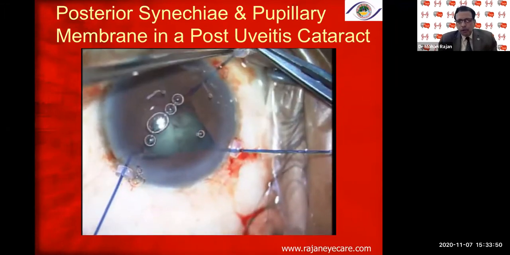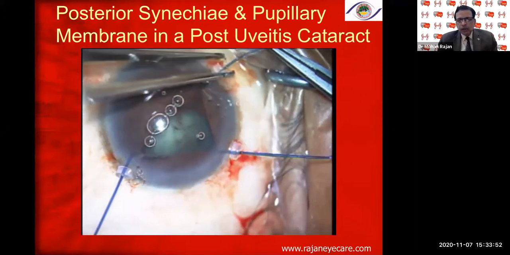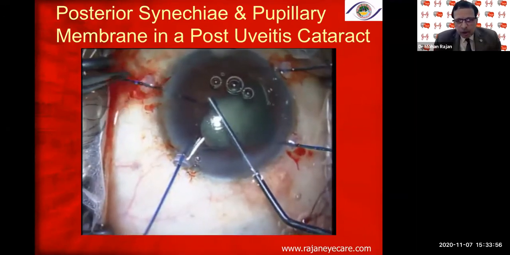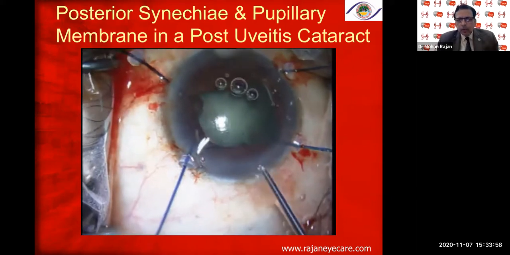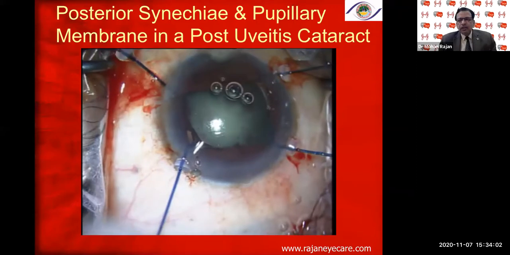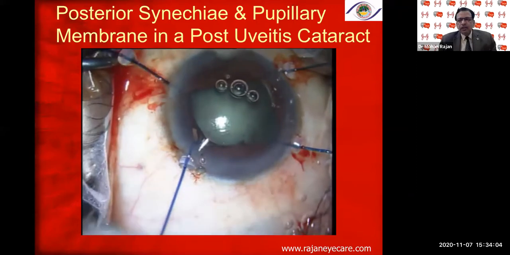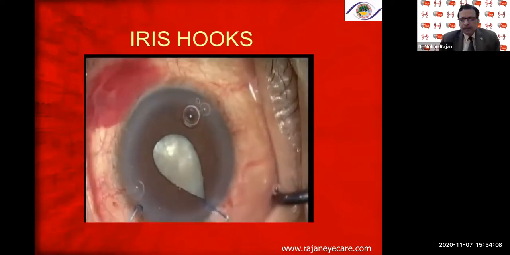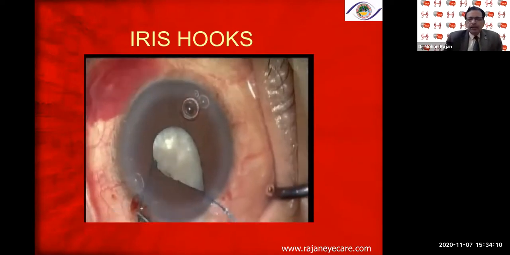then you can go ahead with using iris hooks. When you put the stab incision for the iris hooks, make sure that it is on the limbus, not in the cornea. If you put it on the cornea, the whole iris will start tenting up. And once you put the iris hooks, sometimes you put 4 iris hooks or 5 iris hooks, you can see here, very easy. It makes life very, very easy for you. And the rest of the surgery becomes just like a routine surgery.